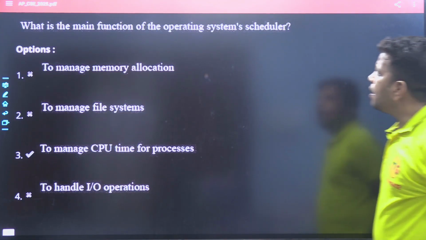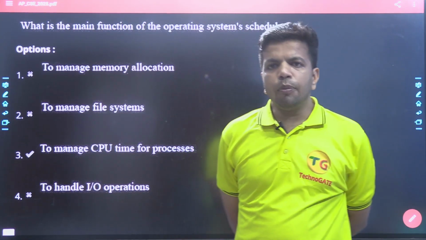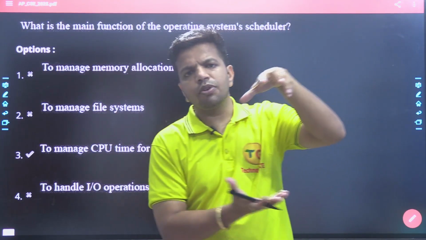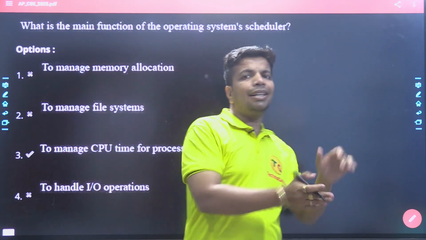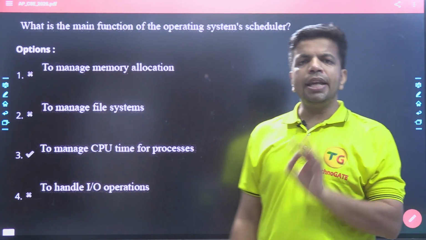What is the main function of an operating system's scheduler? Simply to manage CPU time per process. There are many processes, we want to execute all of them, and execution is done by the CPU. Now, how is the CPU going to treat those processes? Here your scheduler plays an important role.